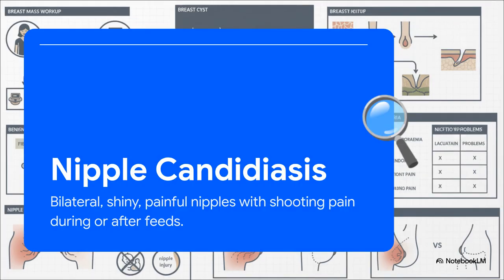Finally, we have nipple candidiasis. This presents as bilateral, shiny, painful nipples in a breastfeeding patient, often with severe shooting pain during or after feeds. It's an intense, flaky pain that often requires treating both the mother and the infant's oral thrush simultaneously. Internalizing these precise clinical features, from benign cysts all the way to the ominous dimpling of Cooper ligaments, gives you the rapid, targeted decision logic required to master these presentations and deliver flawless patient care on the wards.